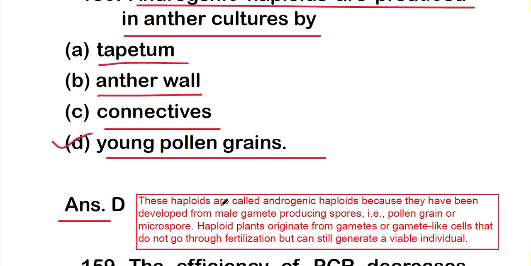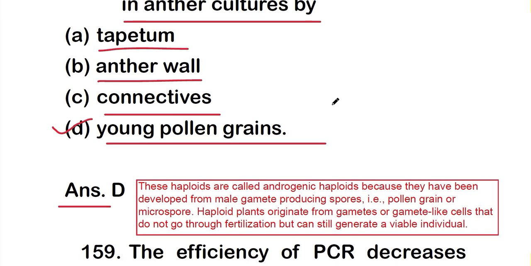So these haploids are called androgenic haploid because they have been developed from male gamete producing spores, that is pollen grains or microspore. So haploid plants originate from gametes or gamete-like cells that do not go through fertilization but can still generate a viable individual.